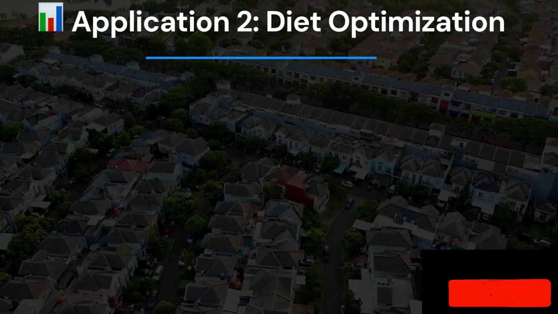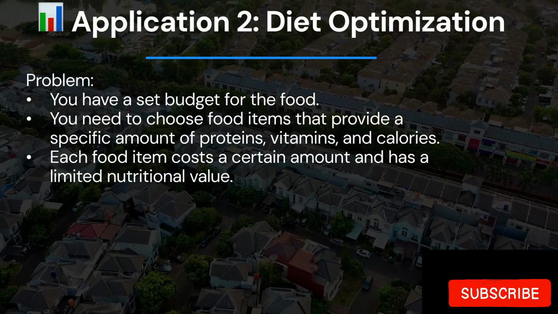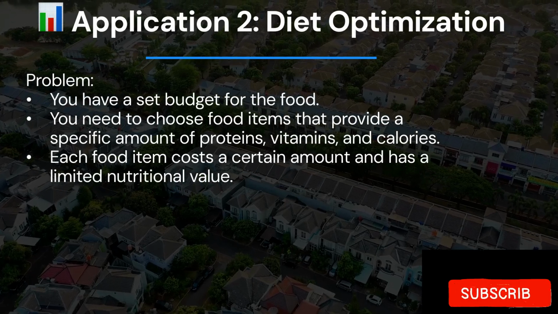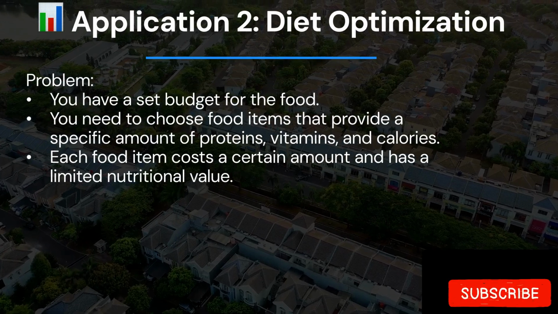Problem: you have a set budget for the food. You need to choose food items that provide a specific amount of proteins, vitamins, and calories. Each food item costs a certain amount and has a limited nutritional value.